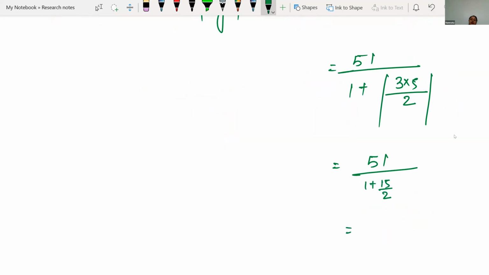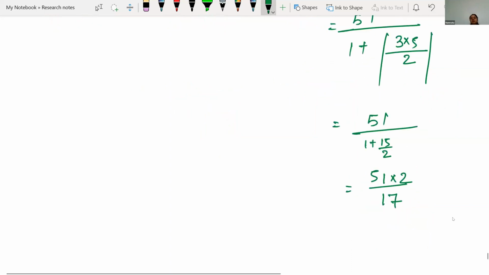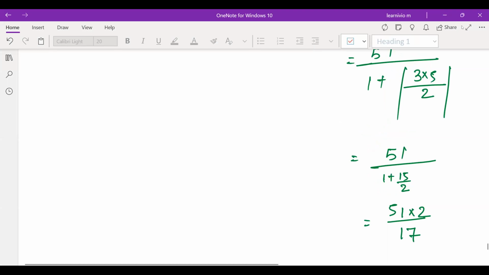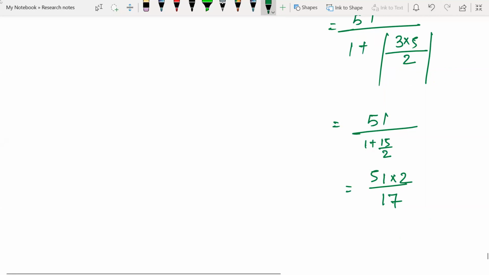If we will be simplifying it, what will we be getting? 2 in the denominator, 17 will be there, right? And in the numerator, 15 into 2, yes, 51 into 2 will be there, right? Is there any confusion in the calculation part? No, ma'am. So let's simplify it. Can you please simplify and tell me what will be the decimal value?